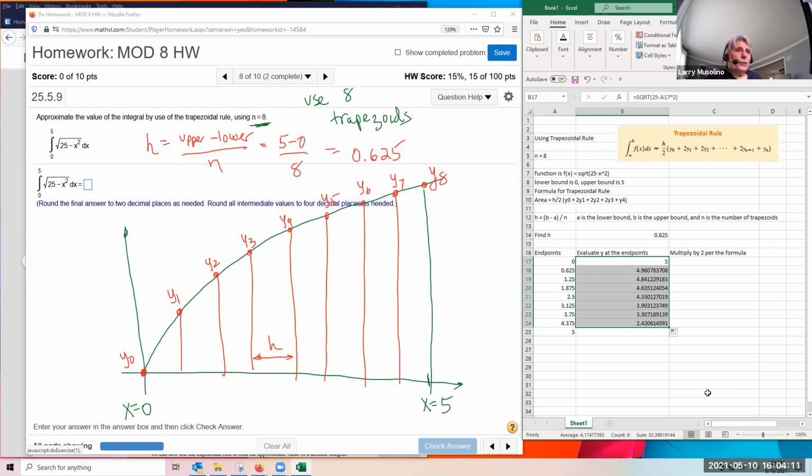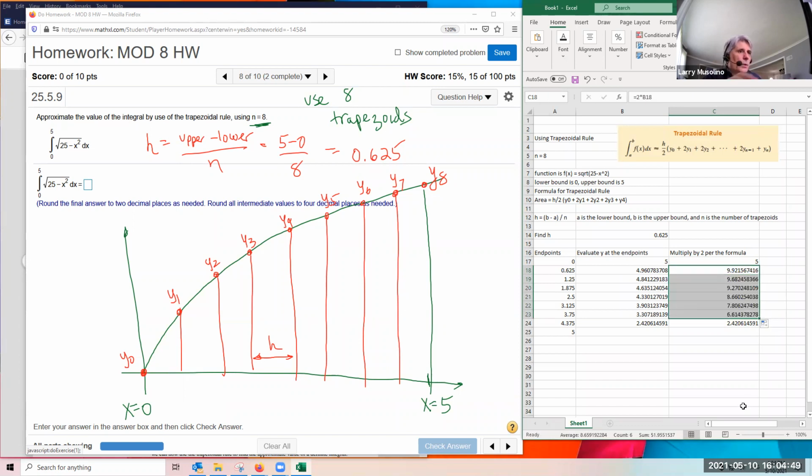All right, now I have to remember the formula. The formula says that the first y value stays as is. So I'm just going to copy it. Let's say equals this guy. And the last y value stays as is. But all of these other intermediate y values have to get multiplied by 2. So what I'm going to do here in Excel is say equals 2 times this y value. And I'm going to copy these down.